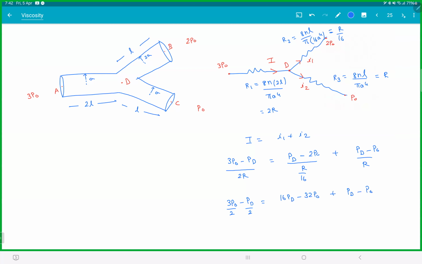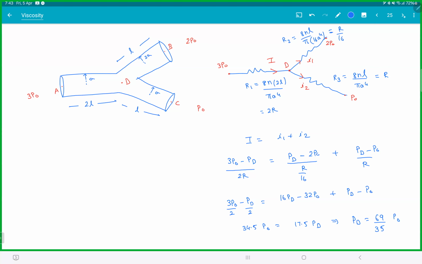Bring all PDs to one side and 3P naughts to one side. So that will be 33 plus 1.5. 34.5 P naught. PDs will be 17.5 PD. So 34.5. That guy is how much literally? 69 by 35. Yep.